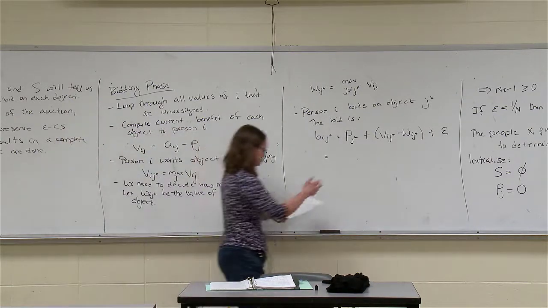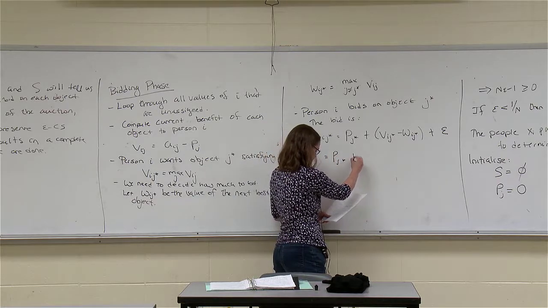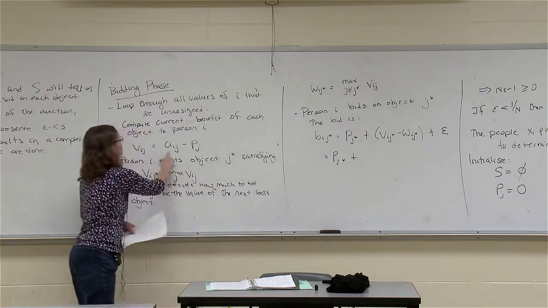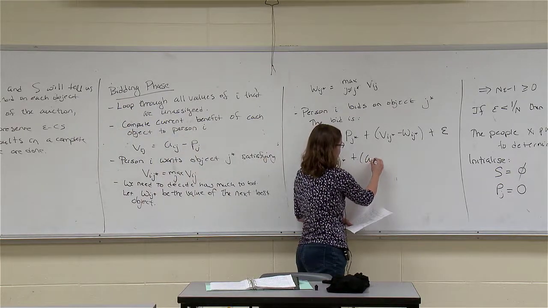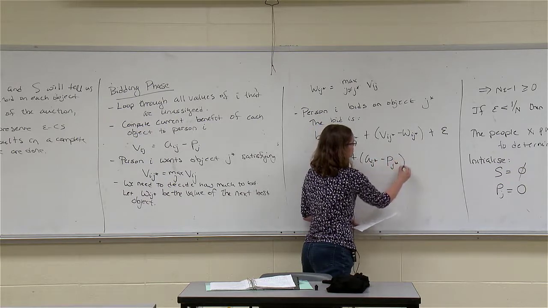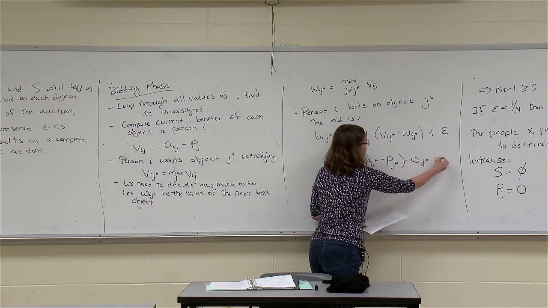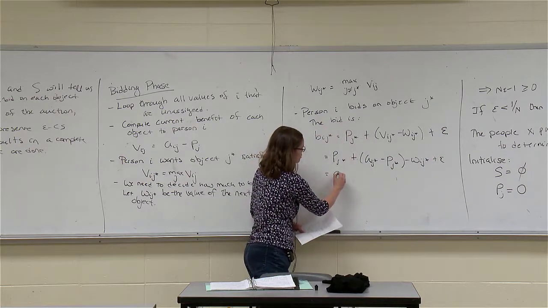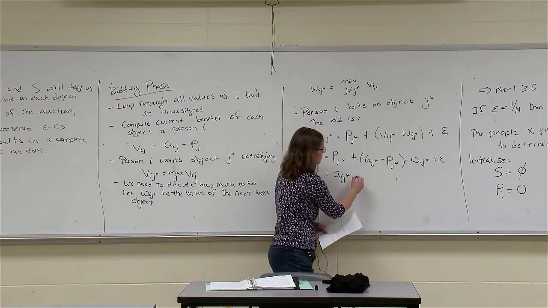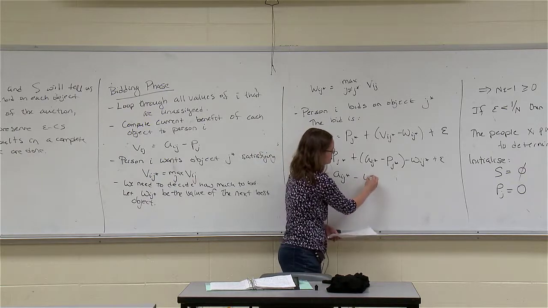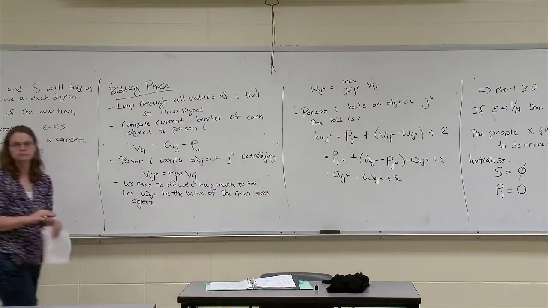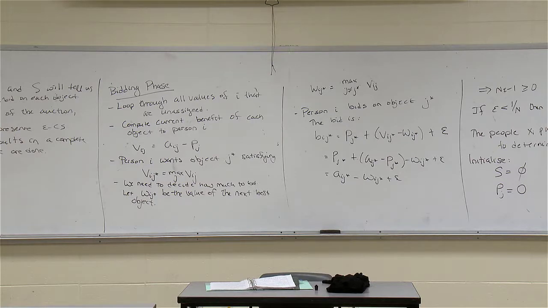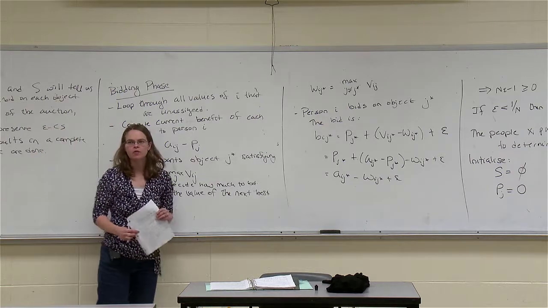Okay, so this is just another way to write this: Pj star plus V. V was the optimal value of this. So this is Aij star minus Pj star, then minus my W and plus my epsilon. This is just another way of writing the optimal bid, which will be useful sometimes when we're analyzing it. So that's the bidding phase.